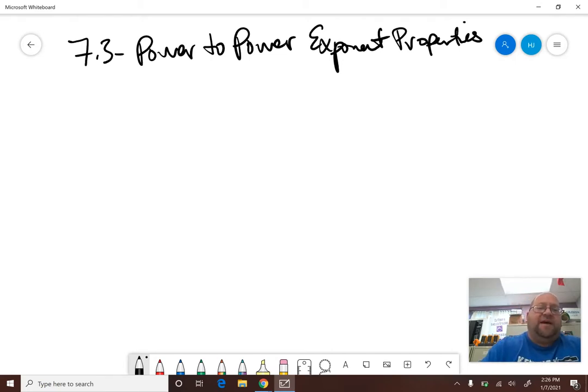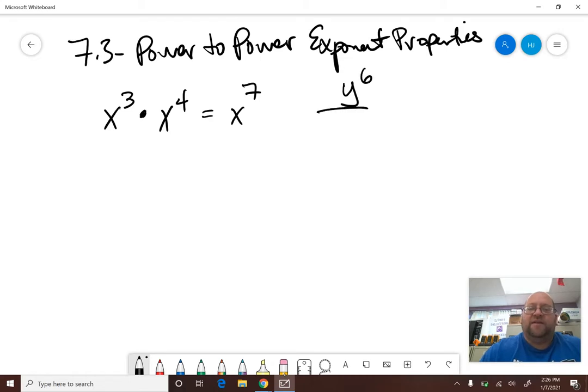And just as a reminder, you remember we talked about things like x to the third times x to the fourth. You remember when we're multiplying exponents that we do not actually multiply them, we actually add those. And so this would become x to the seventh. Another thing we talked about was the quotient property. So for example, you'd have y to the sixth divided by y to the third. And so when you divide exponents, you actually subtract them. So we would end up here with y to the third.